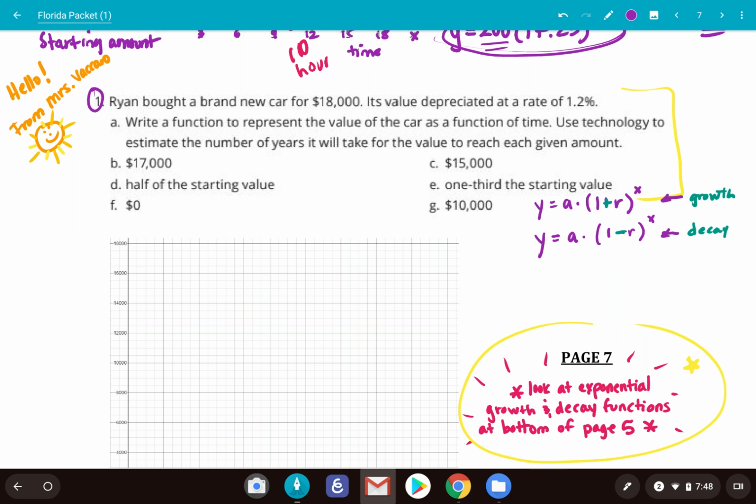It says Ryan bought a brand new car for $18,000. Its value depreciated. Depreciated means it's going down at a rate of 1.2%. And we're supposed to write a function to represent the value of the car as a function of time. Use technology to estimate the number of years it will take for the value to reach each given amount. So let's start by writing the function.